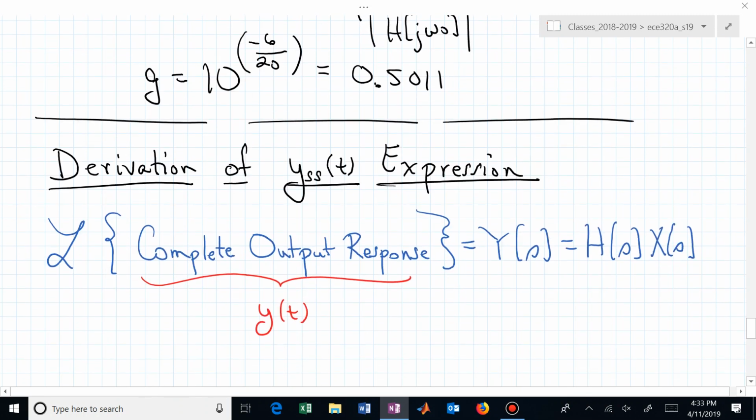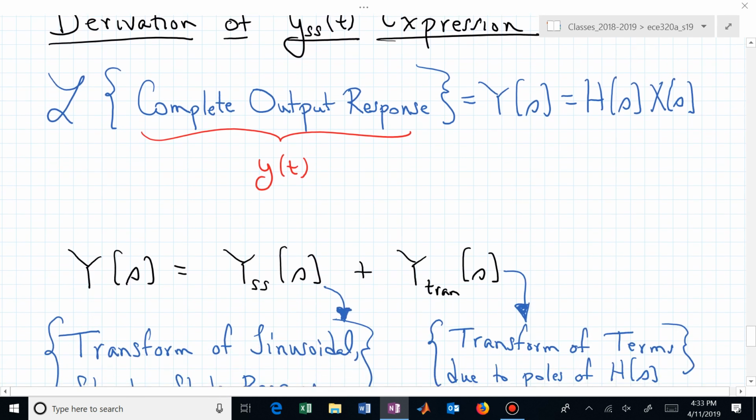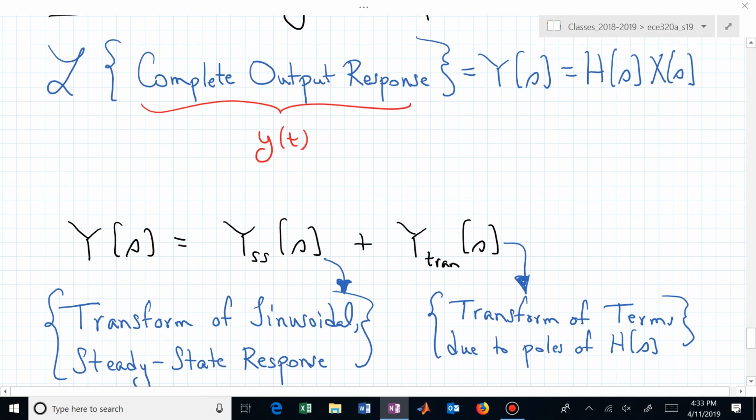Derivation. This will only take 2 shakes. No, it's more than that, so I may have to fill this in later, but I want you to understand what we're doing. We're now trying to find the sinusoidal steady state output, and we know the full output is H of s times X of s for any given transfer function H of s. And what we're going to see is that we can split that complete response into 2 pieces.